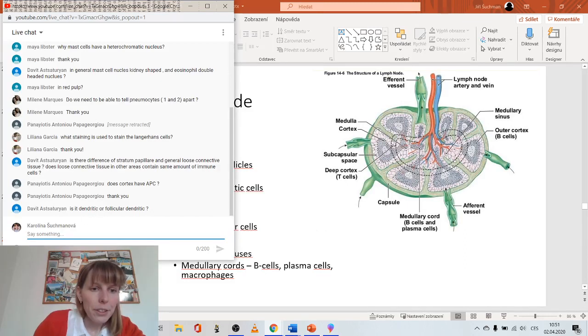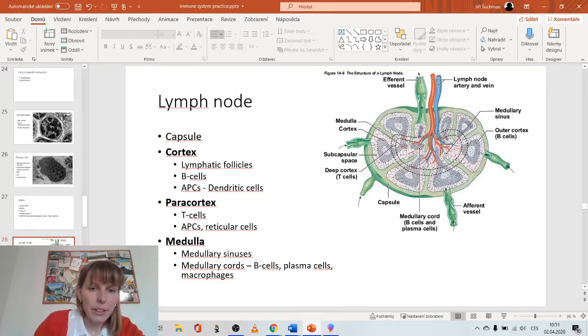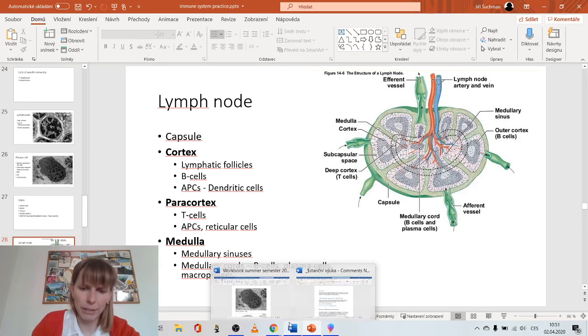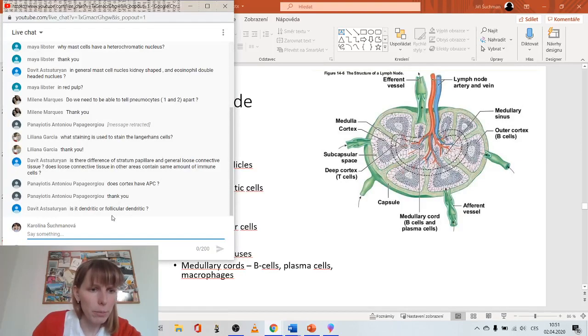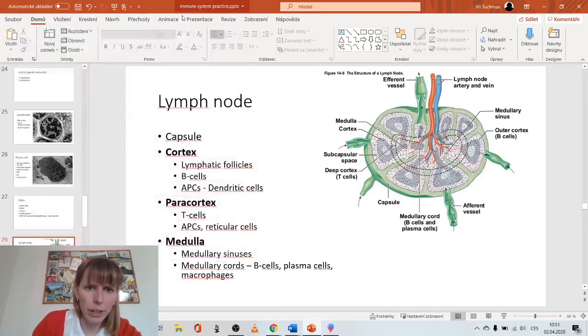Is it dendritic or follicular dendritic? I think if it's in the follicle, they will be called follicular dendritic cells, but it's still dendritic cells. It's just how they are called. I wouldn't worry about it too much, but thanks for the question anyway.